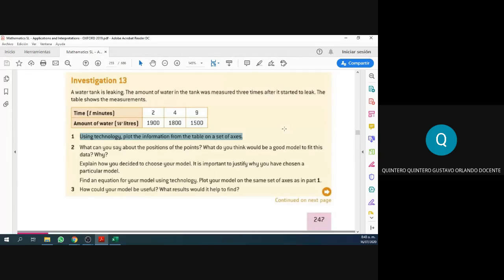But all right. So you could plot these points. Right? 2, 1,900. 4, 1,800. 9, 1,500. Now, that is the first step because from a bunch of data, you are not going to know what is the best function for that data until you see the behavior of that data. Seeing the behavior means plotting it in a Cartesian plane and seeing if it is linear, maybe quadratic, maybe something else, right?